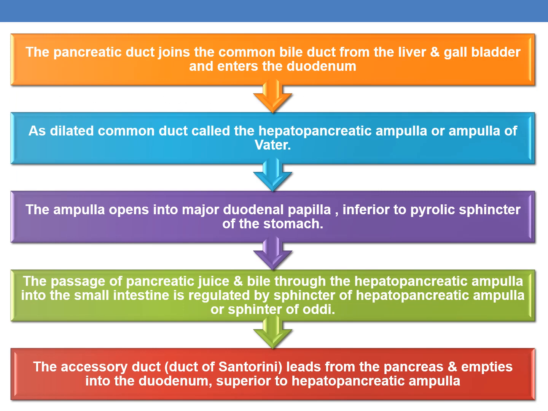The pancreatic duct joins the common bile duct from the liver and gallbladder and enters the duodenum as a dilated common duct called the hepatopancreatic ampulla or ampulla of Vater. The ampulla opens into the major duodenal papilla, inferior to the pyloric sphincter of the stomach. The passage of pancreatic juice and bile through the hepatopancreatic ampulla into the small intestine is regulated by the sphincter of the hepatopancreatic ampulla or the sphincter of Oddi.